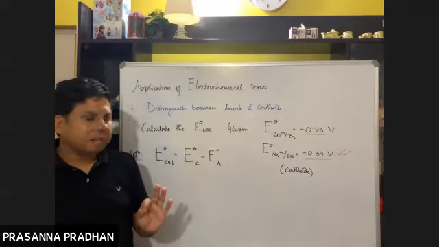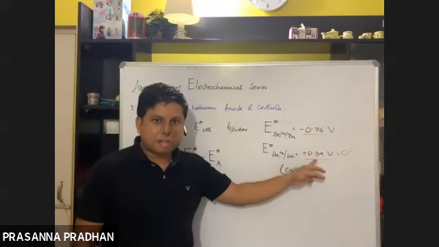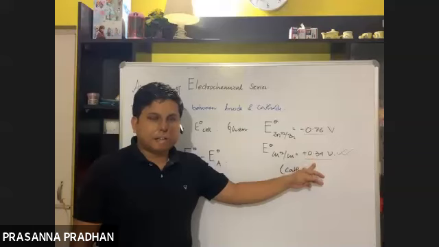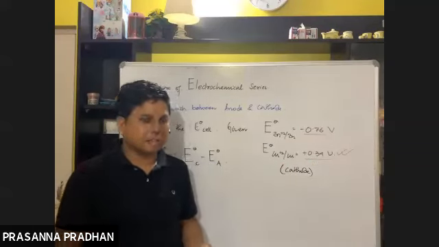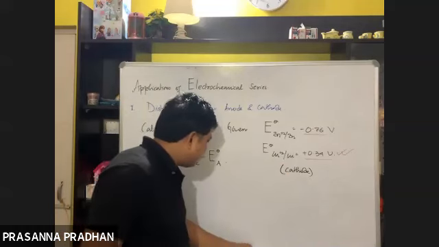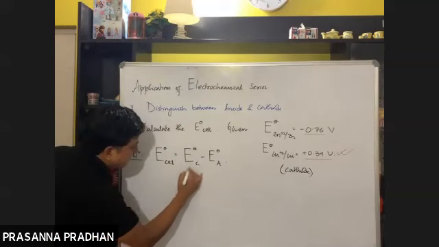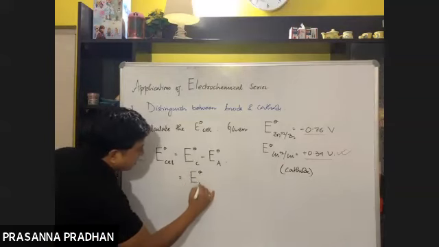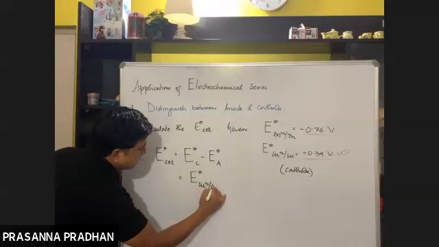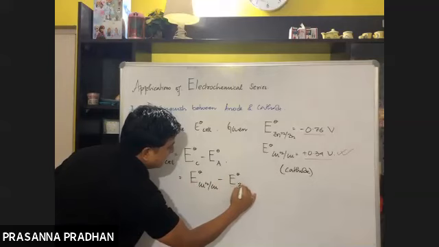Simple. So the one with higher reduction potential value has a higher tendency to undergo reduction, and reduction takes place at the cathode. This is how you link. You don't need to memorize anything. So what will behave as a cathode now? Your copper electrode will behave as a cathode. And what will behave as an anode here? Your zinc will behave as an anode.